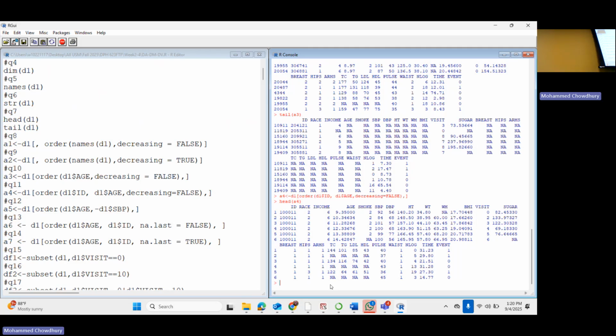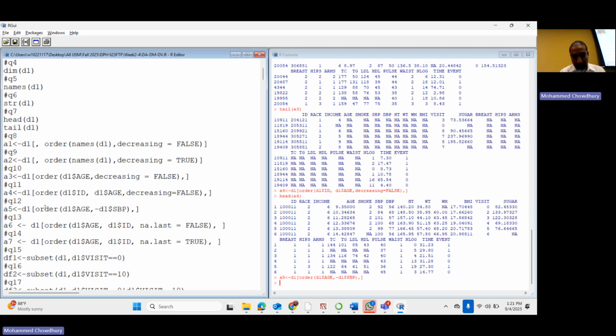Now, question number 12 is telling you how to arrange the data where age will be in ascending order, but systolic blood pressure, SBP, in the descending order. So what does this mean? This means age should be in ascending order. Among these ascending ages, the SBP should be in descending order, highest to lowest. Understand? That is the meaning, which could be done by problem number 12.